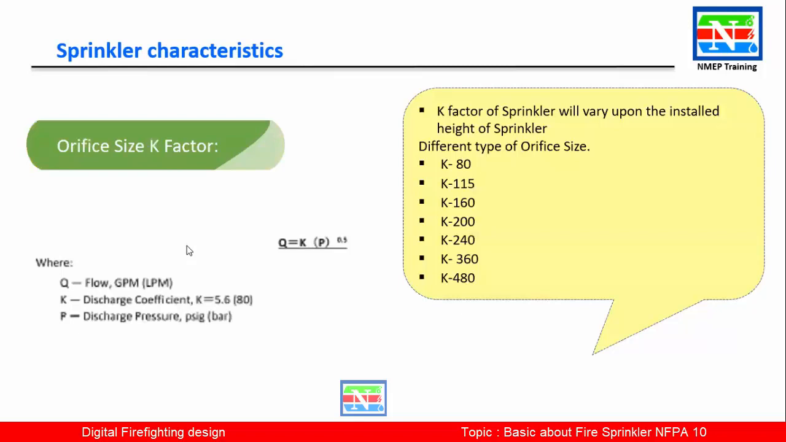Next we have orifice size or K factor. You know the formula, Q is equal to K root P. Some people will tell K is 80. And some people will tell K is equal to 5.6. So what is the difference between those two? Any idea?